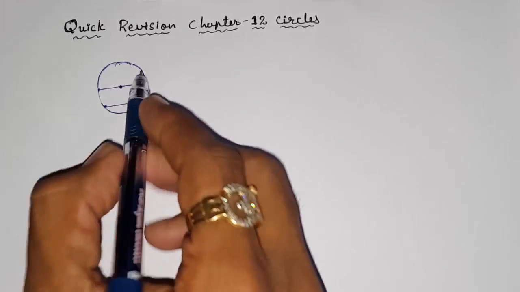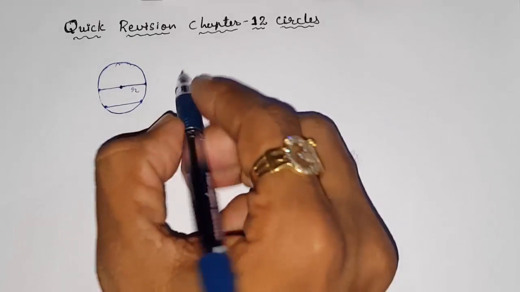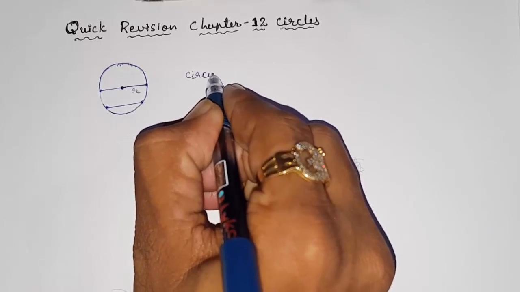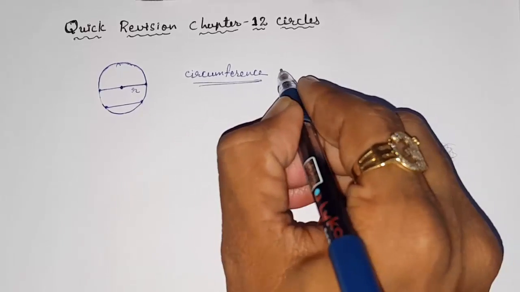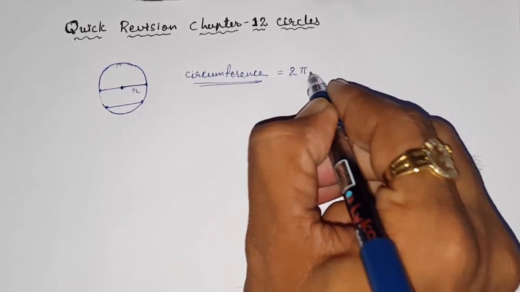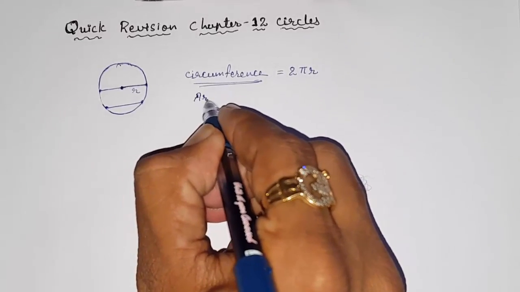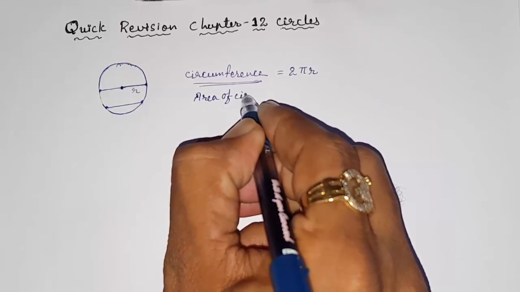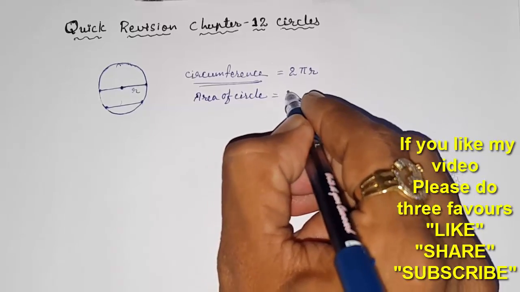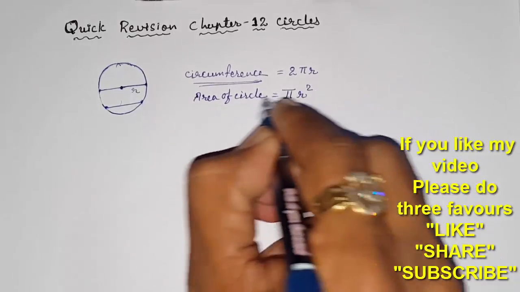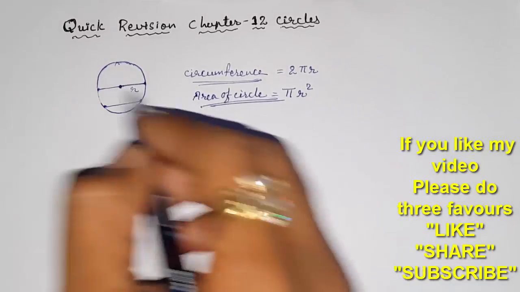Now if I want to find out the length of the outer boundary of a circle, that is called the circumference. For finding the circumference of a circle, we have the formula 2 pi r, or pi into diameter, pi d. And the area of a circle, meaning the inner part inside this circle, has the formula pi r square. These are the basic things that we should note before starting circles.